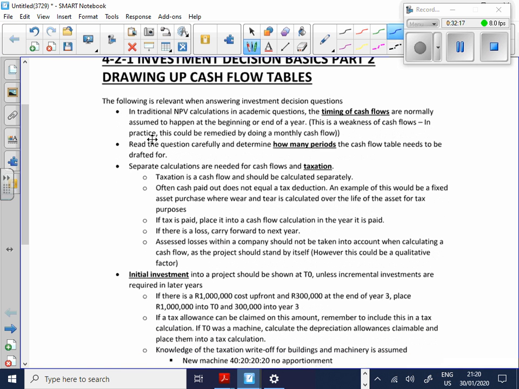Okay. It says the following is relevant when answering investment decision questions. So I want you to just think of stuff. It says in traditional NPV calcs in academic questions, the timing of cash flows is normally assumed to happen at the beginning or the end of a year. That is a weakness. So guys, in any exam, when they ask you for qualitative factors, what is one of the qualitative factors automatically?